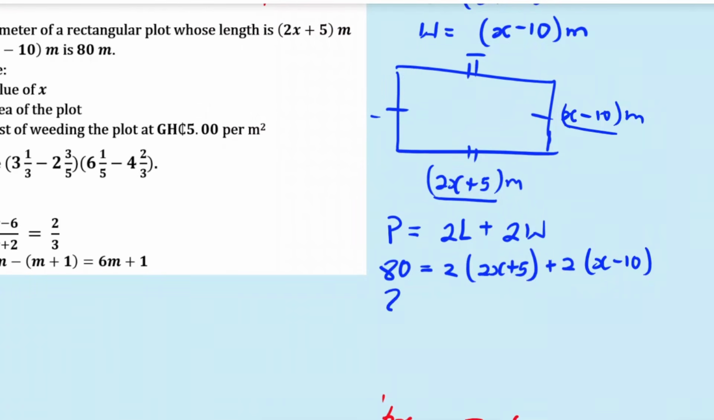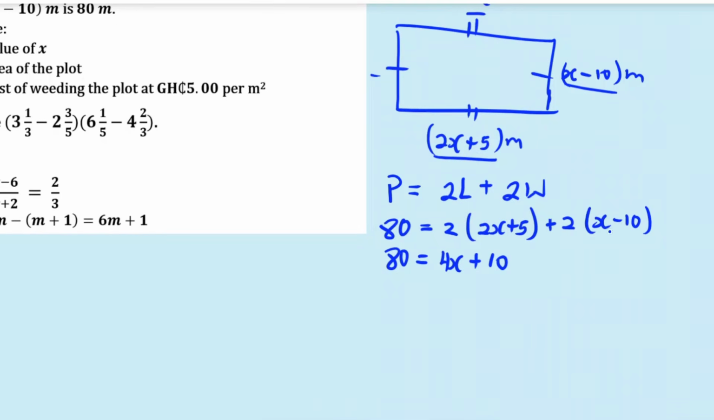So we have 80 equal to 2 should be multiplied by everything in the bracket. So we have 2x, that will give me 4x. 2 times 5 is 10. So you multiply these two by the terms in this bracket too. So 2 times x, that will give me 2x, and 2 times negative 10, to give me negative 20. So this is what we have.